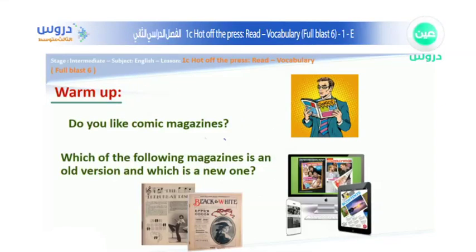Look at the picture. Do you like comic magazines? What are comic magazines? Like Superman, Batman, X-Men magazine. Do you like reading these magazines? A little, okay. Well, I like reading them a little myself. Which of the following magazines is an old version and which is a new one? The magazines on the left, old or new? The magazines on the right, old or new? Without a doubt, the ones on the left are the old ones, and the ones on the right are new.